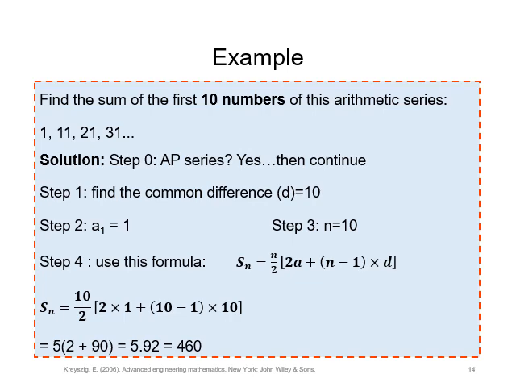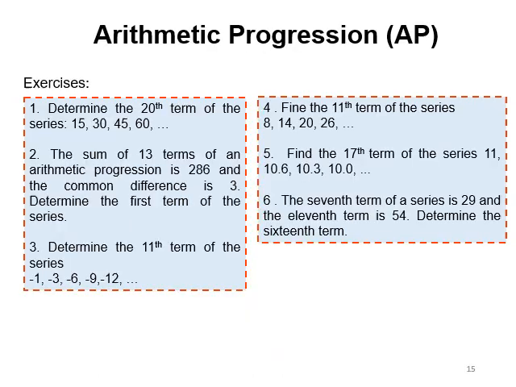Now the difference is clear. 11 minus 1 is 10, 21 minus 11 is 10, and so on. So the difference is 10. The first item is 1, also taken from the progression. Now let's find S up to 10 items. So we will say S10. What does the formula say? N over 2, 2a plus n minus 1 multiplied by d. N is 10, a is 1, d is 10. So I substitute and do the math. I got Sn equal to 460.